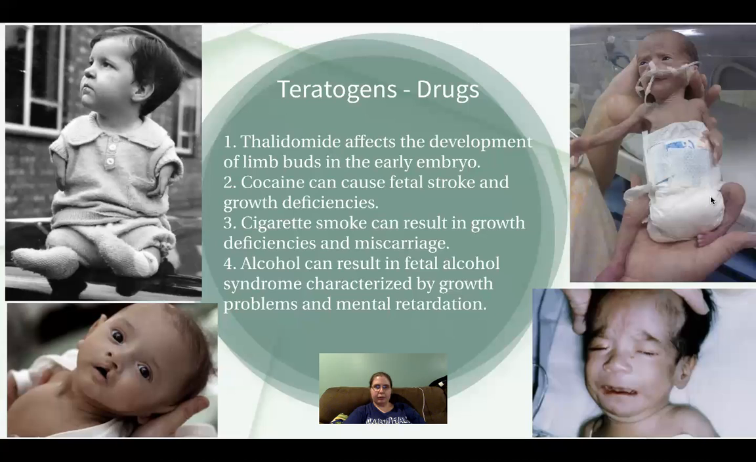Cigarette smoke can result in growth deficiencies. It can even result in miscarriages. You can also have some other things like a smaller vascular system. Alcohol can result in fetal alcohol syndrome, which is characterized by physical growth problems. They can grow slower, as well as mental retardation. You see the baby here has fetal alcohol syndrome. And this baby over here, the mom smoked while she was pregnant with that baby.